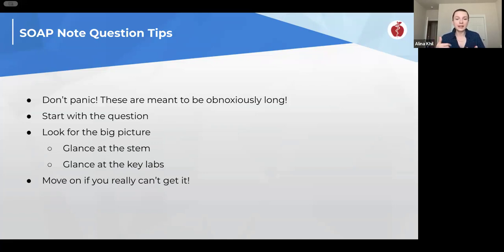And if you really can't get it, don't spend too much time on it. I say you should not be spending more than a minute and a half on any question, because if you divide up the time, a minute and a half is generally what we have per question. So if you really can't get it in a minute and a half, just choose an answer, mark it, and keep moving forward.